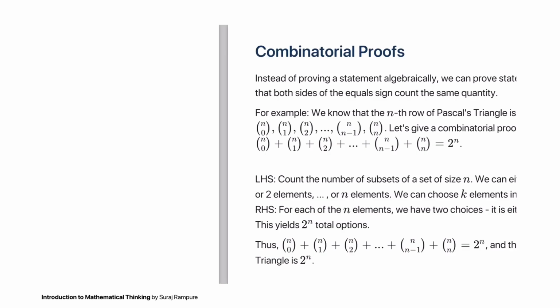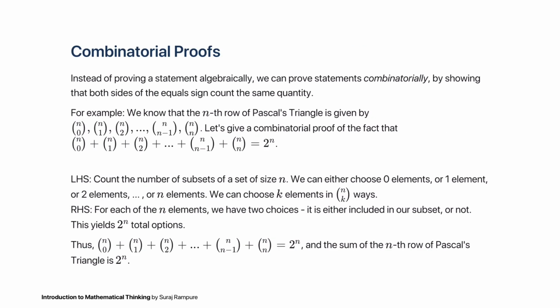No? Okay, cool. So now I want to introduce this idea of combinatorial proofs formally. Instead of proving some statement algebraically, we can prove statements combinatorially by showing that both sides of the equal sign count the same quantity. So for example, recall what we did in discussion on Monday. We showed that the sum n choose 0, n choose 1, n choose 2, all the way until n choose n gives you 2 to the n. I wanted to repeat that again here because I think it's pretty important. This way it's in the slides and also in the video.